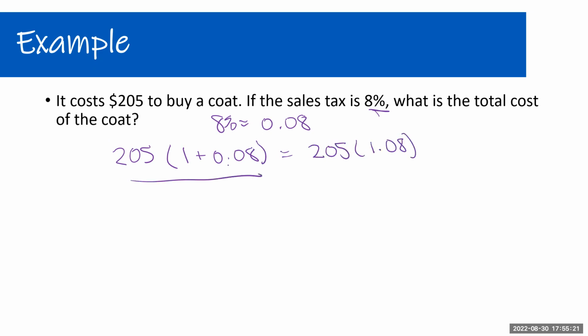Now you could enter all this directly in your calculator and be good to go. This is going to give you 221.40. Okay. So you're going to get $221.40 as your final bill. Even though it was only $205 on the tag, you had to pay that 8% sales tax.